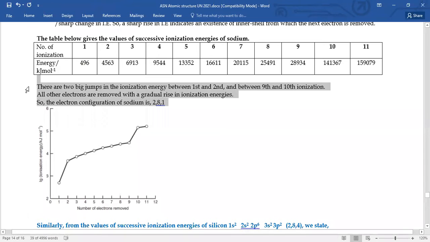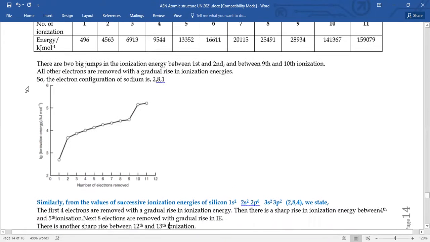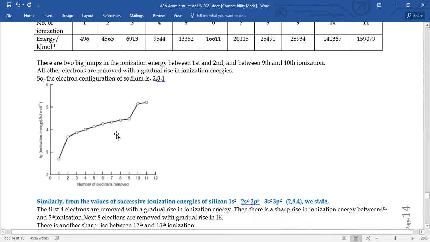The answer to this question will be: there are 2 big jumps in the ionization energy, between the first and second and between the 9th and 10th, right? This is how you will have to write the answer. Between first and second, and 9th and 10th, which means they are changing shells. All other electrons are removed with a gradual rise. One piece of information is about the big jump, the other about the gradual rise. So the electron configuration is this. Are you clear?